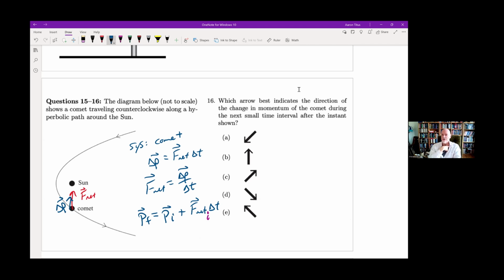which means that we would have to deal with some average force. And so I was thinking of the comet being further along in its path, and the force at this moment is straight up, but the force a little bit later is pointed back towards the sun. So my intuition drew me more to answer E than it did to answer B.